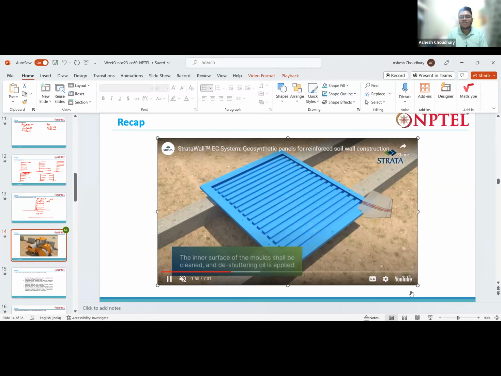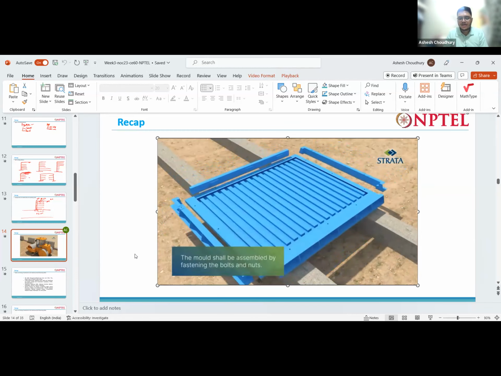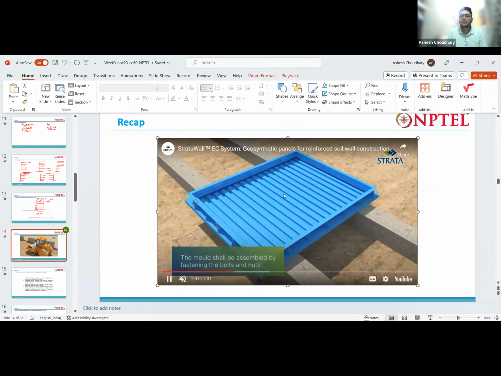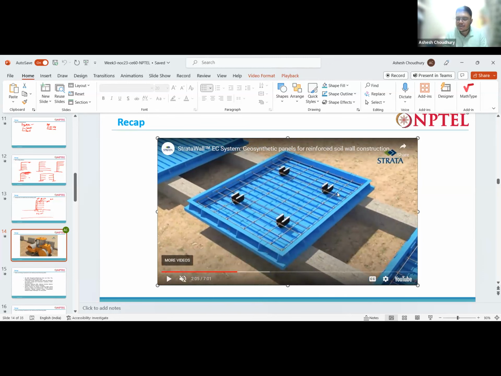First we clean the mold. This is the mold using which these facing blocks are constructed. We place the reinforcement into the mold. You can see the reinforcement is at the center. With the help of these spacers, we have given some gap at the top and bottom. We need to give some clear cover, right? So with the spacers, we maintain the clear cover, and we have put the reinforcement inside this mold.